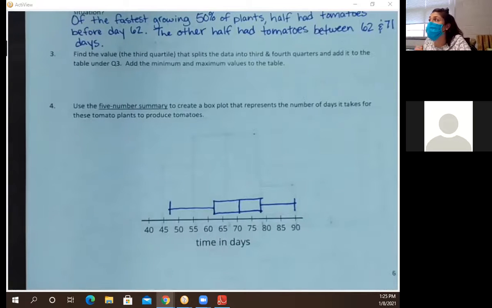Questions for me on box plots? Okay. They're a little goofy, but they're not that hard to create.